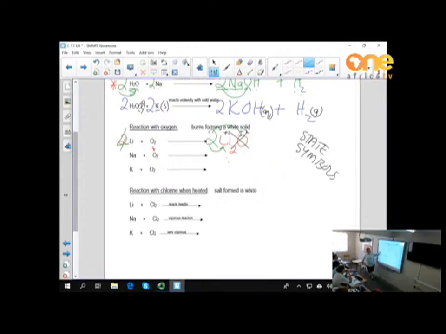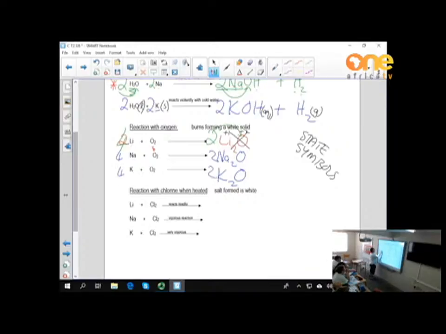Can you see that? The next one should be the same. Why? Because it's a group 1 metal and it's reacting with oxygen, so the formula is always going to be in the same form. Over here I will get sodium oxide, Na2O. Over here I will get potassium oxide. And when I start balancing, they are all going to look like that.